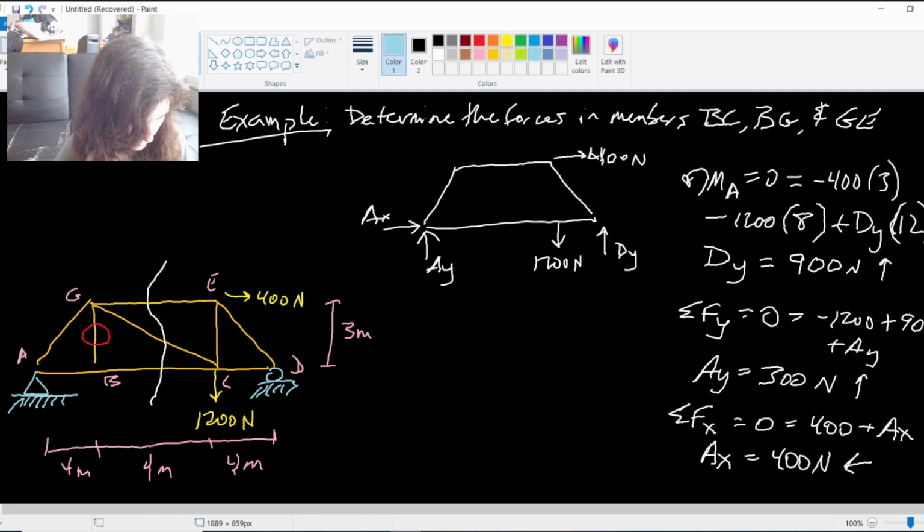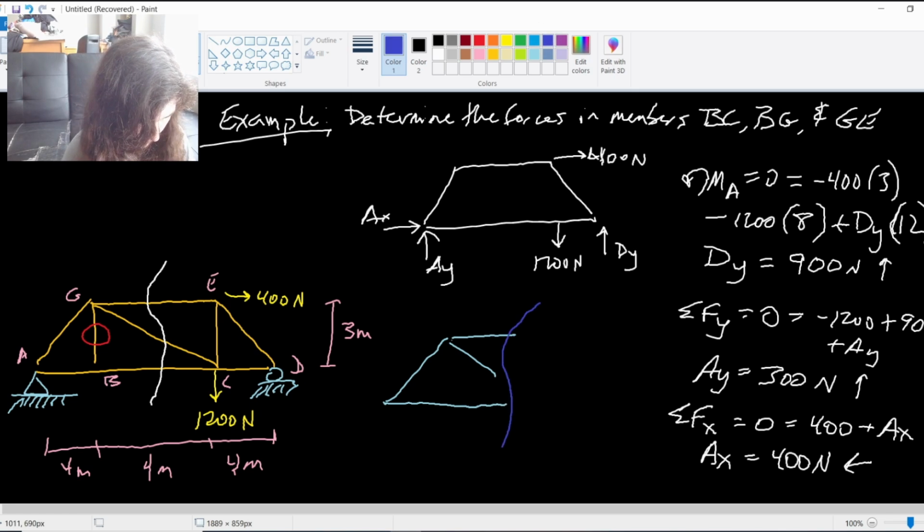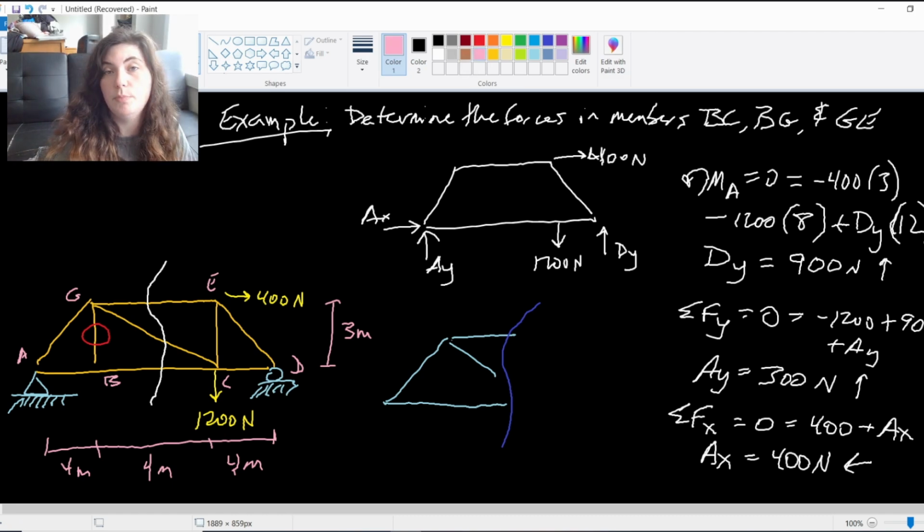When I split along this section line, I have AG, BC, AB, BC. Okay, so here's my split. Now I can choose to draw in member GB if I want to. It is a zero force member, so it's not going to matter if it's there or not. I'm just going to omit it because I think it's going to confuse me if I put it in there.